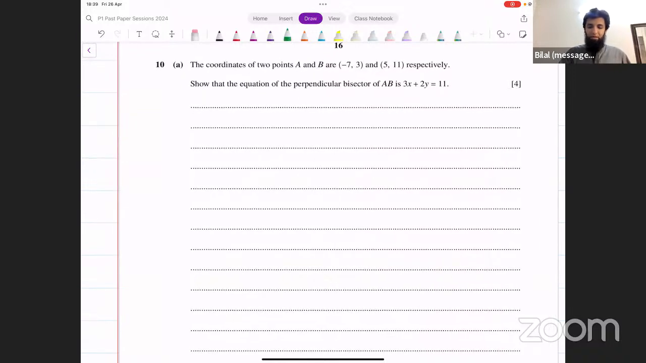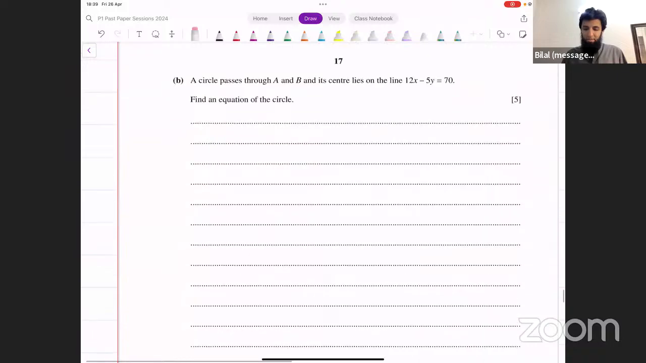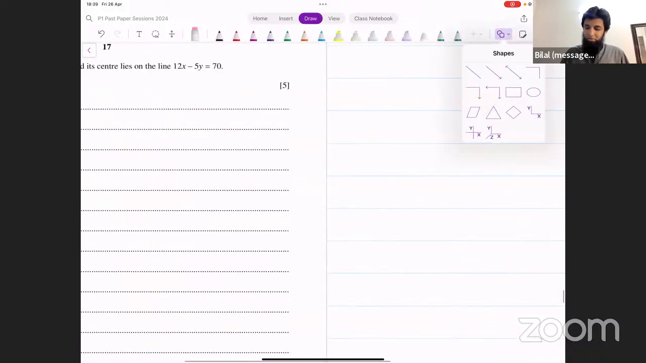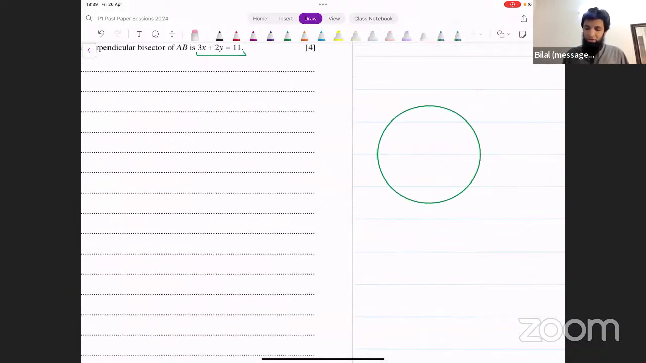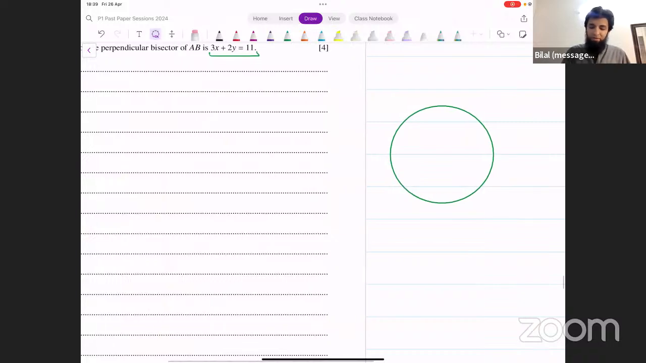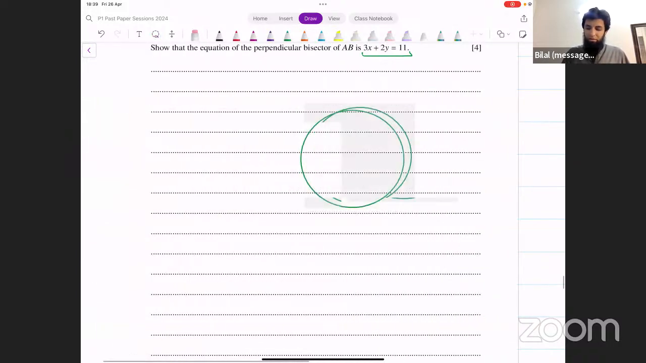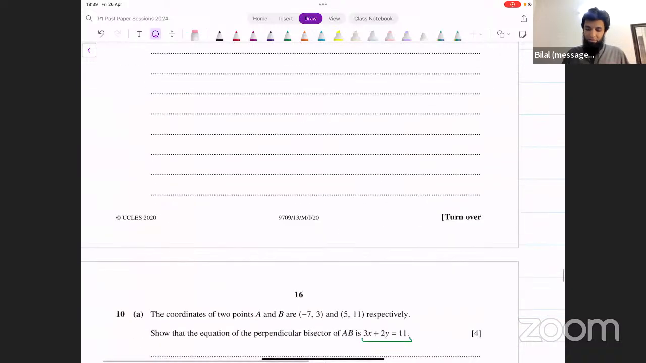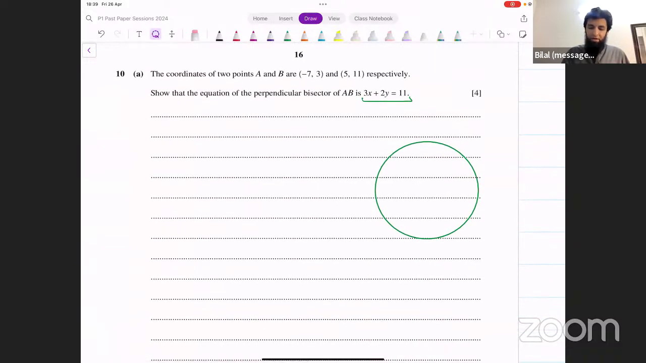Let me just give you a hint, since I guess you haven't tried this yet. In the first part, they have asked you to find perpendicular bisector of this. A and B are basically 2 points. And a circle passes through these 2 points. So A and B will be somewhere on the circumference. We don't know where they are. A will be on the left and down. So maybe A is somewhere here and B is maybe somewhere here.